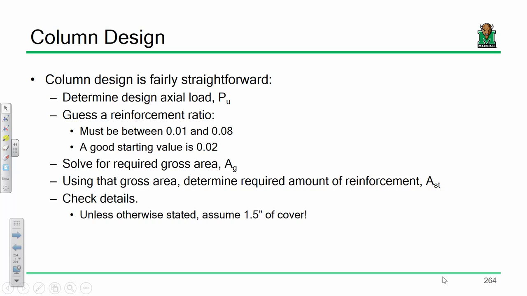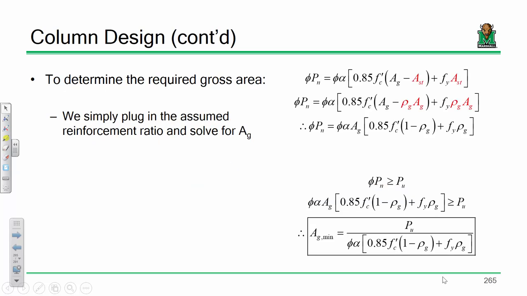Once you have that value, you're going to solve for your required gross area. Now that you've got a size for a column, you'll then back calculate what your area of steel is. And you're not going to do that by taking this times 0.02, because now that you've got column dimensions, you can be a little bit more scientific about it and actually solve for AST. So let me show you how this works. Okay, let's take the first step. You assume a rho value. Let's say you assume 0.02.